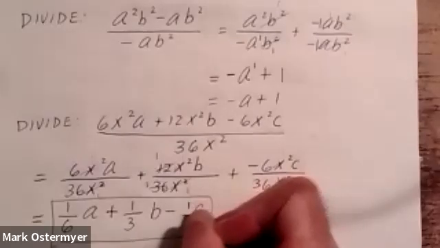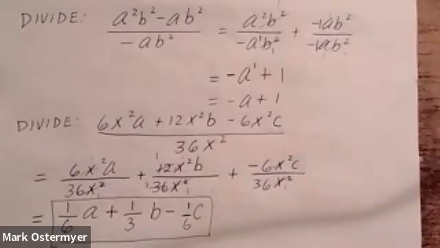So -1/6. All right. So in general, to divide a polynomial by a monomial, ladies and gentlemen, we place each term of the polynomial over the monomial, and then we reduce each of the fractions. Each of the fractions get reduced.